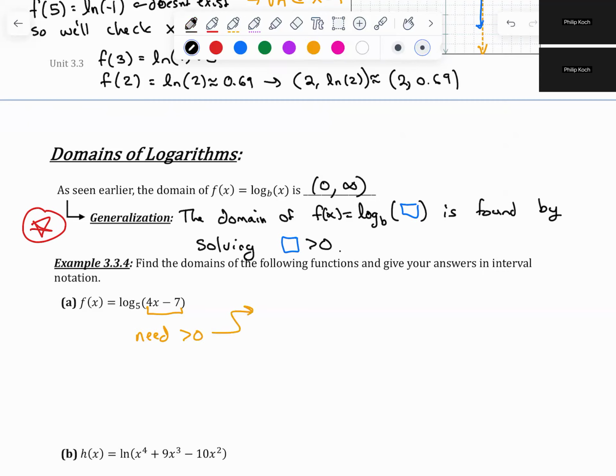So we have to solve 4x minus 7 is greater than 0. That gives us x needs to be greater than 7/4, because we'll add 7 and then divide by 4. And so on a number line, we could draw it, but just in the interest of time, this is 7/4 to positive infinity.